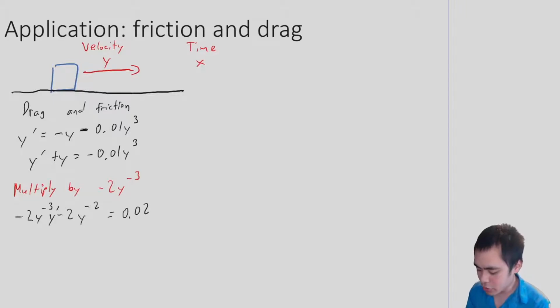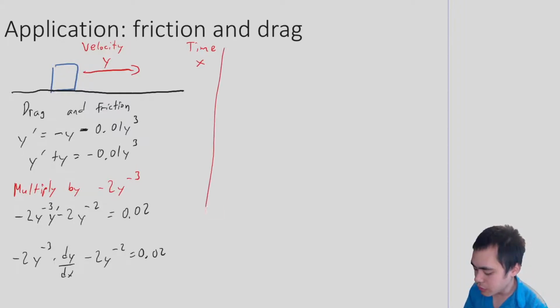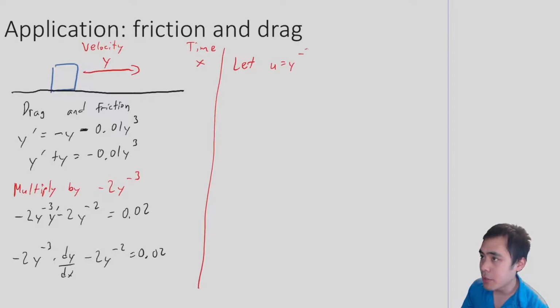Okay, so let's separate this out to make it look a little bit nicer. Minus 2y to the minus 3 times dy dx minus 2y to the minus 2 is equal to 0.02. And we're going to let u be equal to y to the minus 2. And then du is going to be equal to minus 2y to the minus 3 dy.